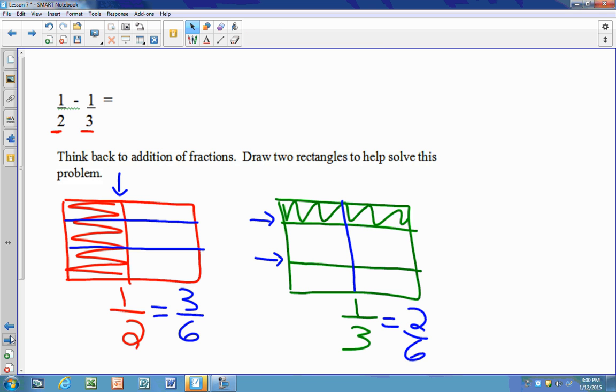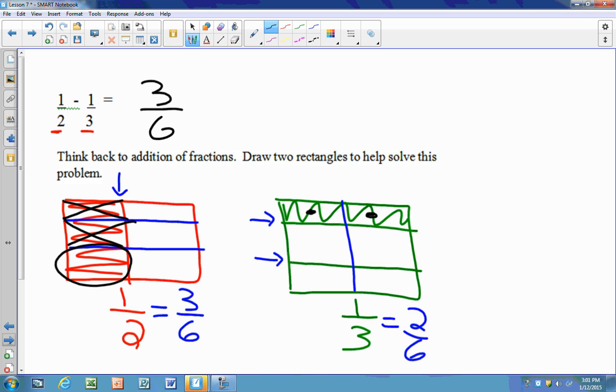So what I do is I count up how many I have here. So I have 1, 2, and I go over here and I cross off 1 shaded, 2 shaded, and I see that I have 1/6 shaded left. So I can say that 3/6 minus 2/6 equals 1/6 shaded. And that's how I represent it with pictures.